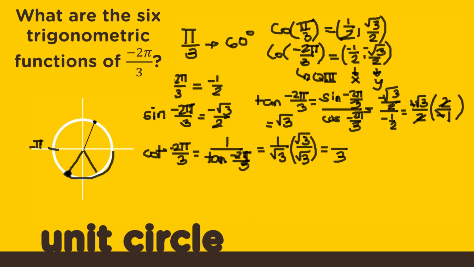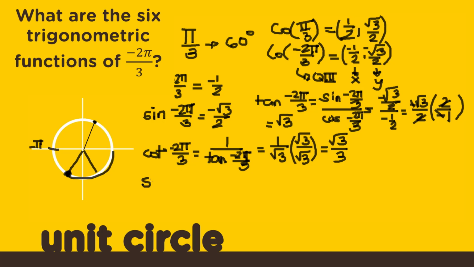This is just equal to 1, right? So you're not necessarily changing the value of cotangent of negative 2 pi over 3, you're just changing the form of the expression. So 1 times square root of 3, you have square root of 3, and this is your cotangent of the said arc.